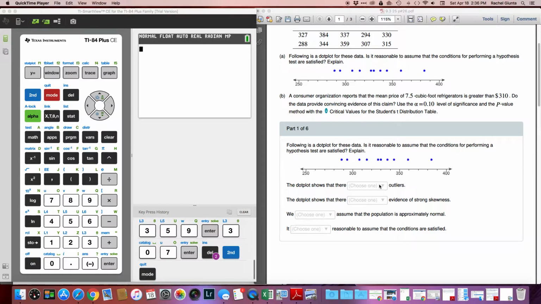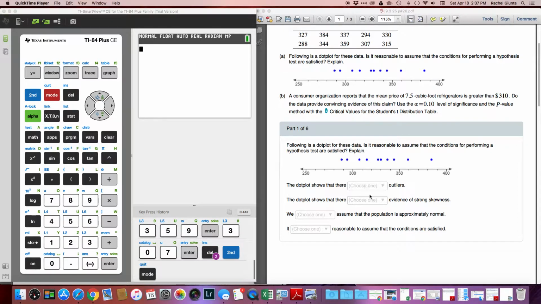So no outliers. This dot out here, you could maybe argue is an outlier, and they're not really giving you any way to calculate whether it's an outlier. You're just supposed to do it visually. But knowing what we know about it being part 1 of 6, say no to the outliers. Evidence of strong skewness. Skewness means a bunch of the data points are bunched out over here, and then they're more separated over here. And in this one, I don't really see any strong evidence of that, so say no to that as well.